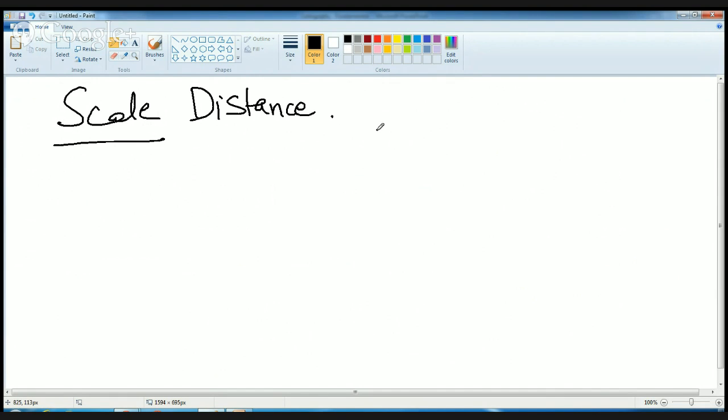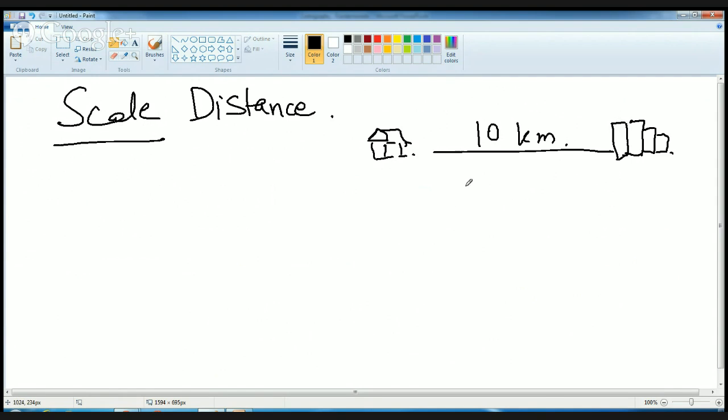For example, this is my home and this is my school. From my home to school is 10 kilometers. So this is the actual distance on the ground, and I want to depict this distance on a sheet of paper. Now on the sheet of paper I cannot make a 10-kilometer long sheet. So what I'll do is take a standard sheet of paper of letter size or any size, and I'll mark the scale.